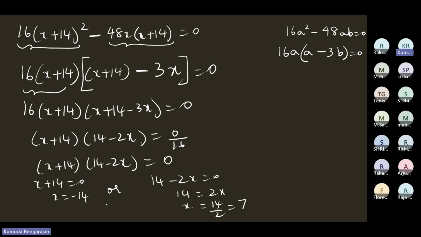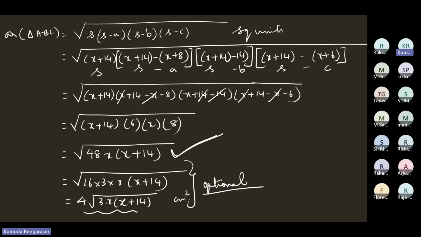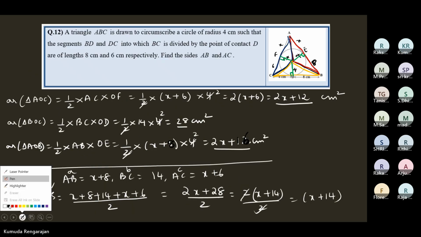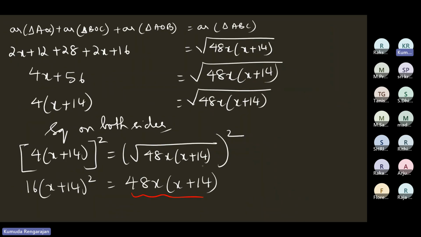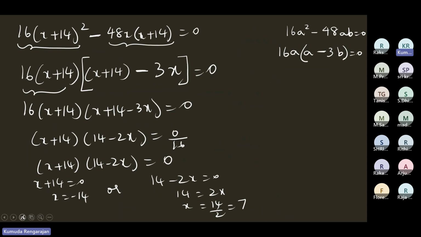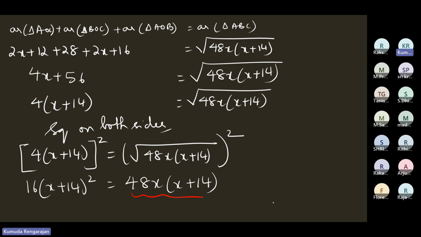So now what is x? x is the length of a line segment here. It's the length of the line segment AF and AE, and it cannot be negative. x cannot be negative because it's the length of a line segment. So x equal to minus 14 is not possible. That means x is 7. The value of x is 7.